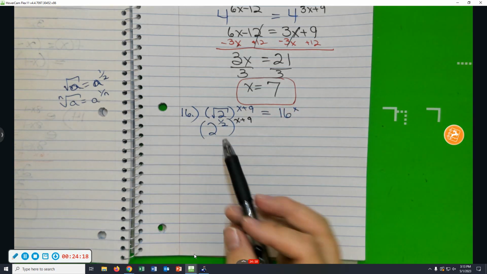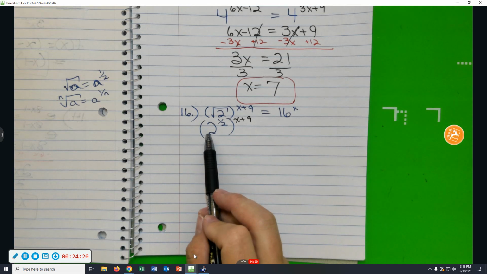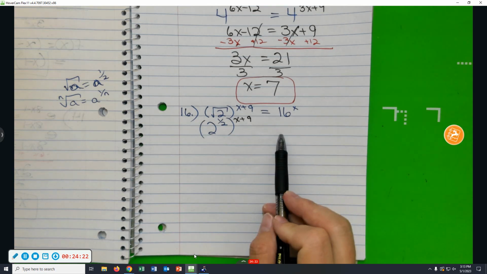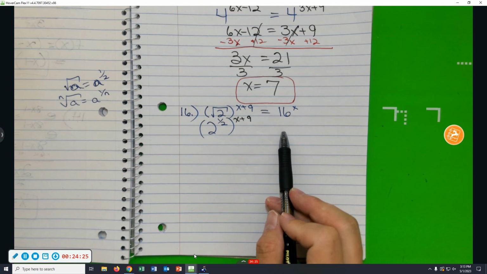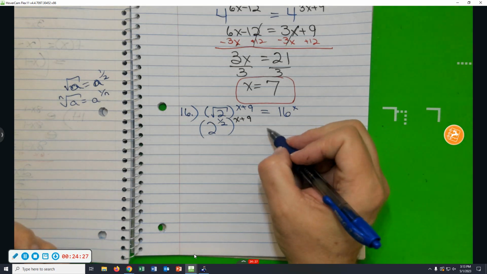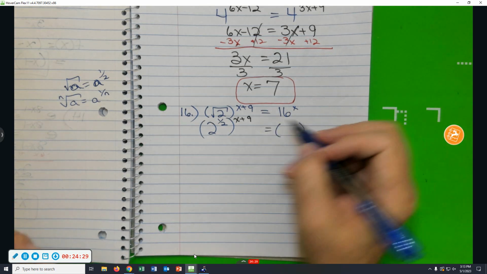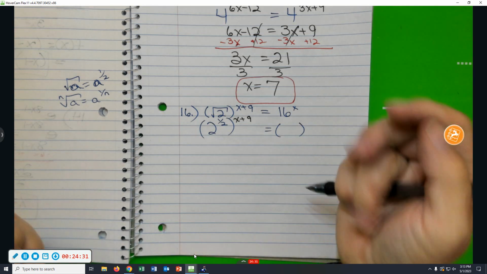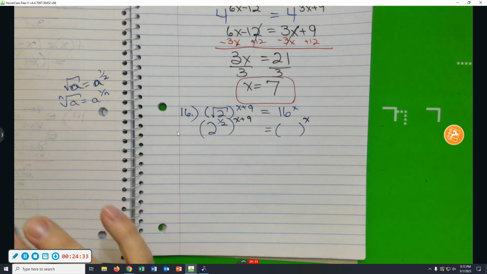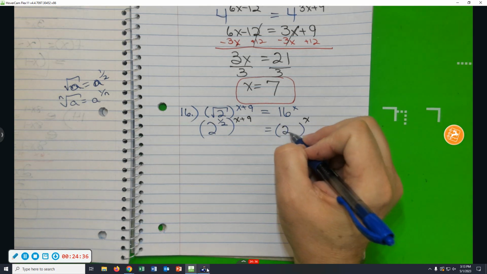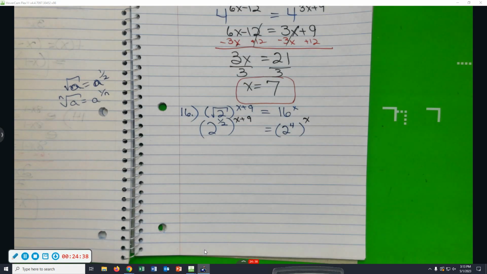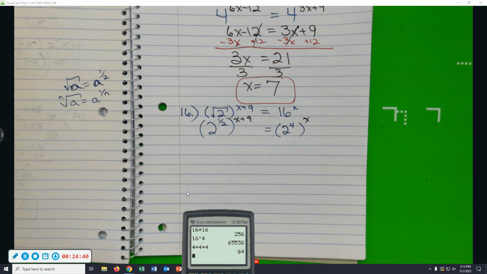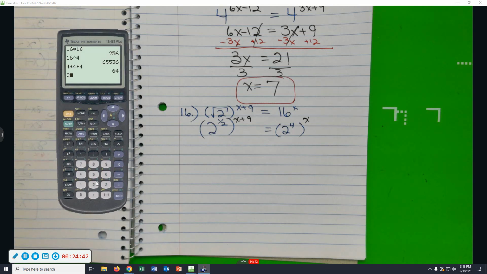Now 2 is a prime number. You're not going to change 2. So you better be able to use a 2 over here. 2 to what power will equal 16? Don't say 8. 2 to the 4th power. Is 2 to the 4th going to be 16? Yeah, 2 to the 4th is like 4 times 4, isn't it?